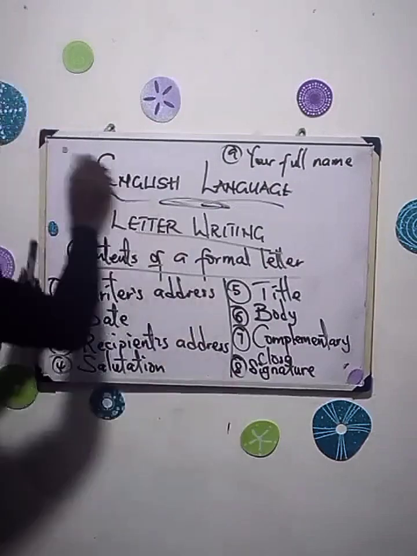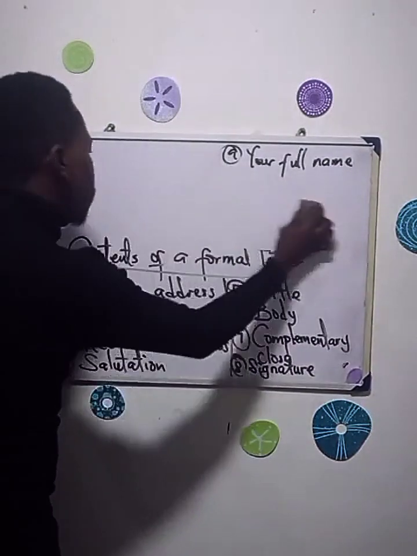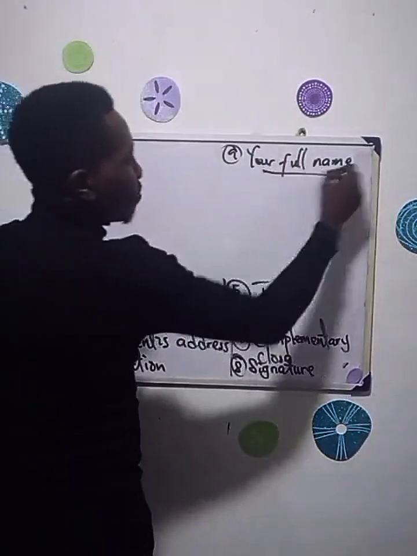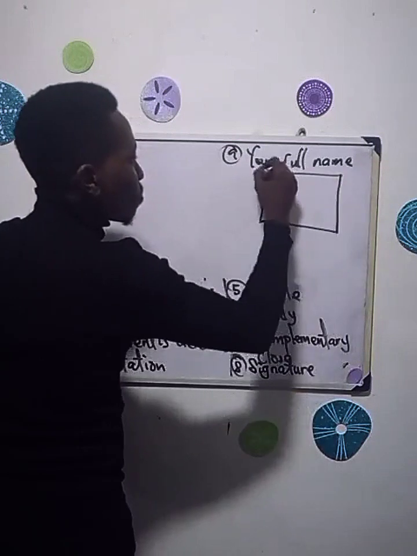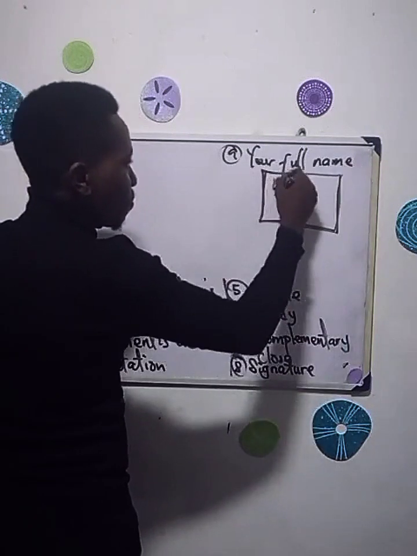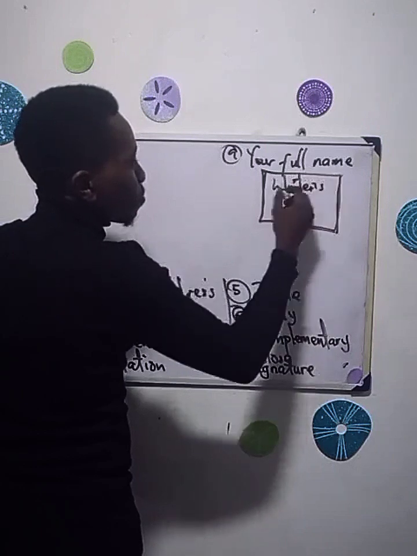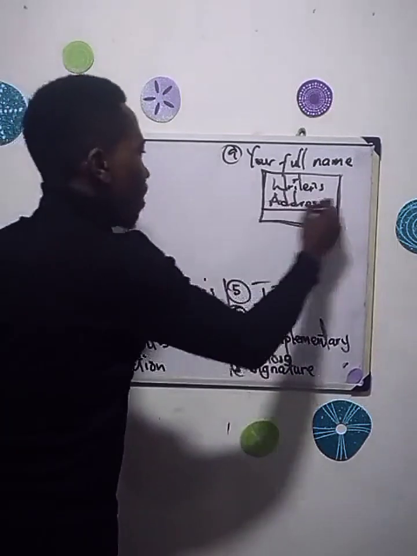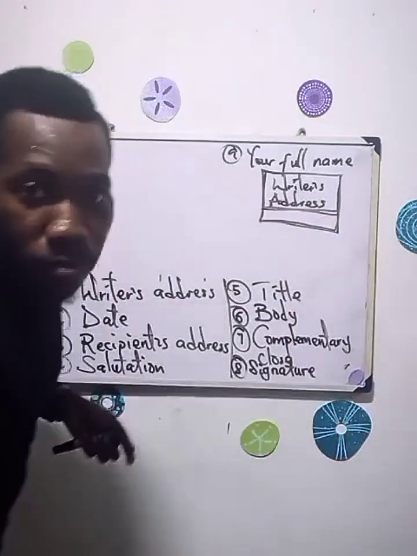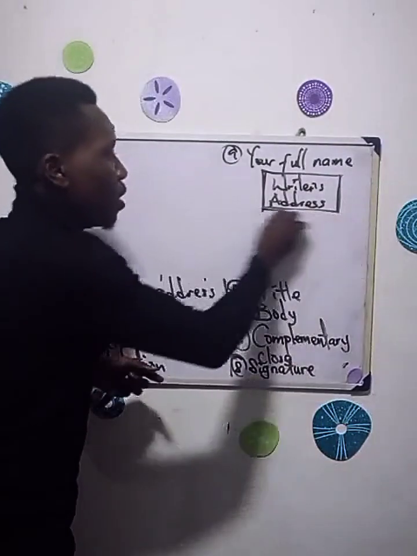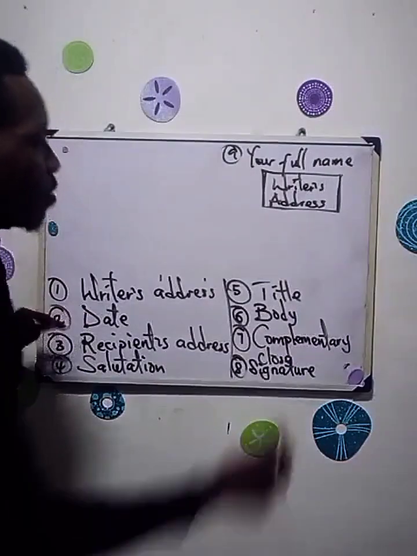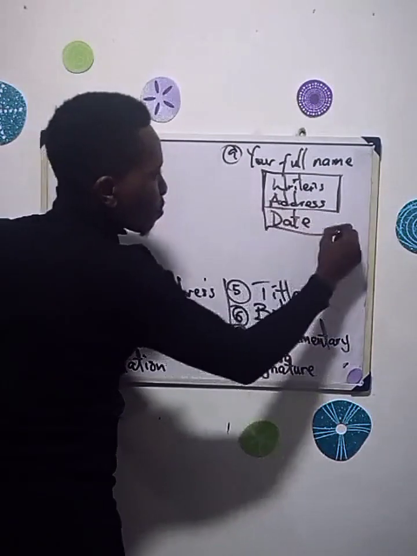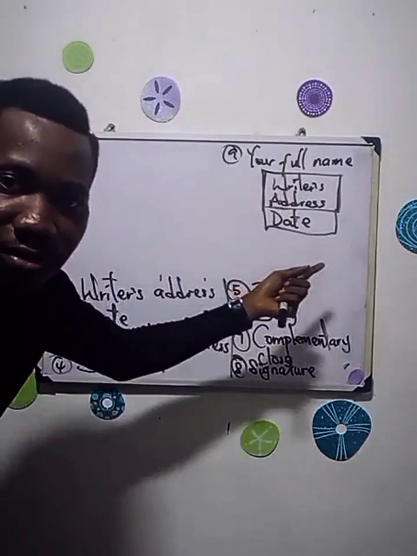So let me wipe this off. Let's use the board now as a paper. So we're going to have the writer's address here. So this is where you have the writer's address. Then the date. Just underneath the address, you have the date.